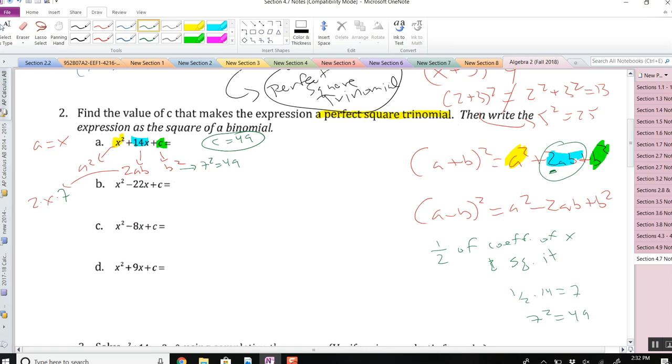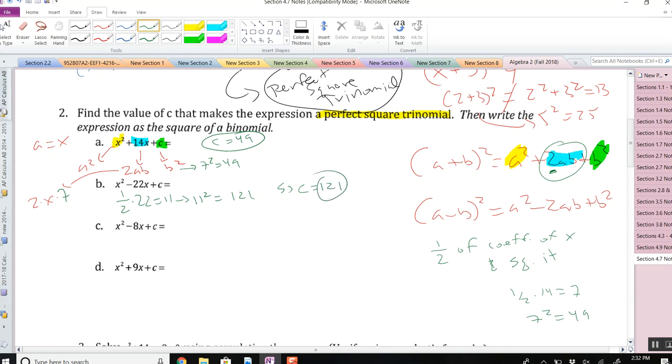Now, let's take a look at another one here. x squared minus 22x plus c. You can take half of 22, which of course is 11. 11 squared is 121. So c equals 121.